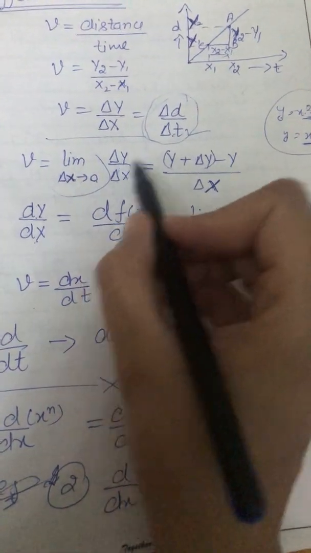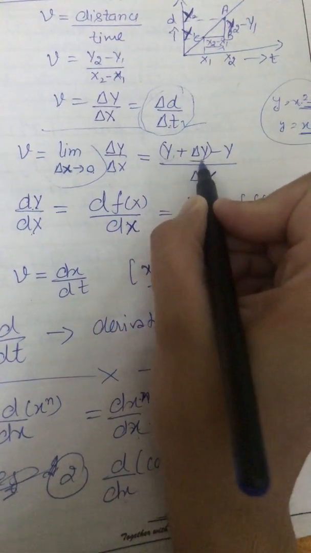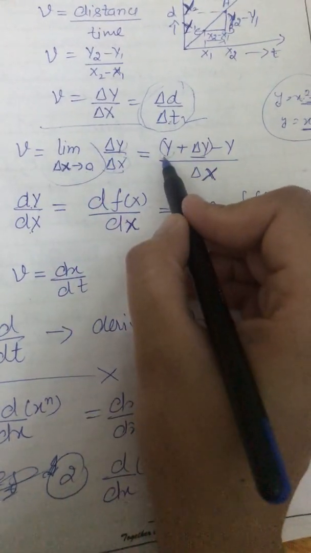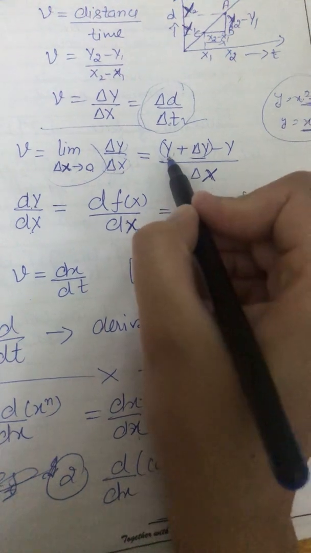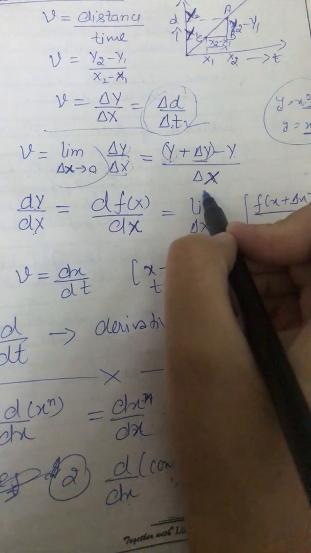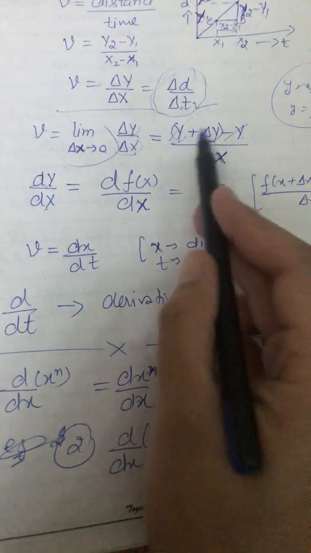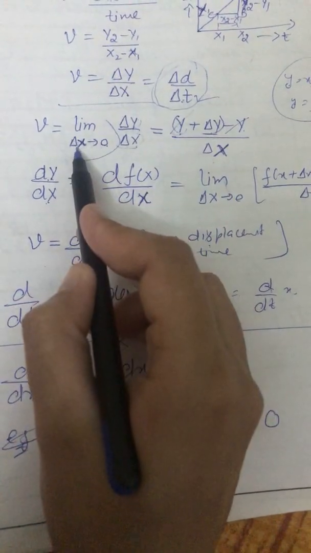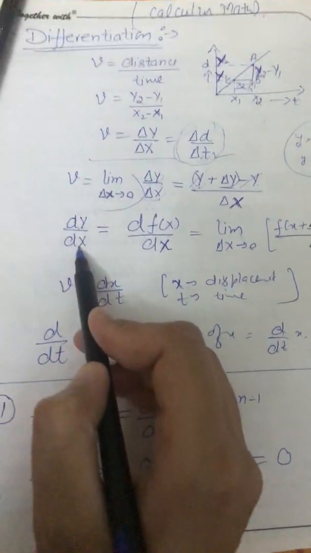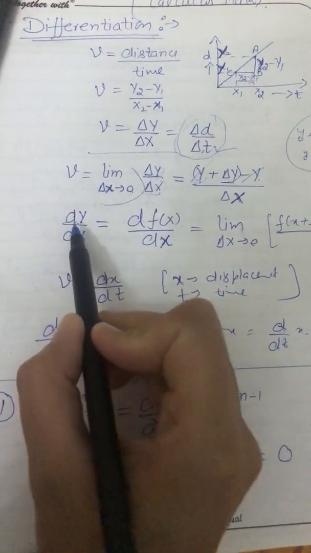If originally the body was at y, it has covered a distance delta y in time delta x. Originally it had covered y, so y plus delta y will be the final distance, minus the initial distance y. The y cancels out with y and we are left with delta y upon delta x. Now, as delta x approaches 0, delta y upon delta x can be written as dy upon dx. This is the basic representation of differentiation, d upon dx.